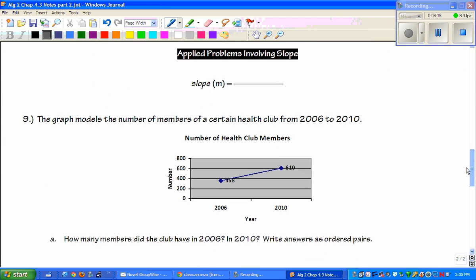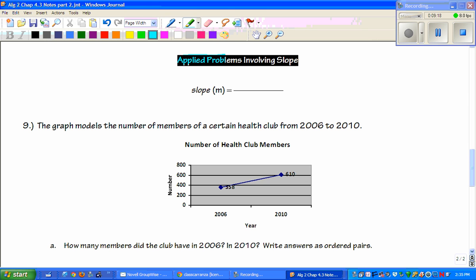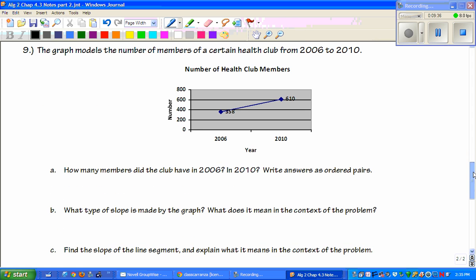All right, let's go ahead and flip it over. Some of my favorite stuff is applied problems now, where we actually have to take what we've learned and apply it to real world situations. So remember slope formula, y1 minus y2 over x1 minus x2. So let's take a look.